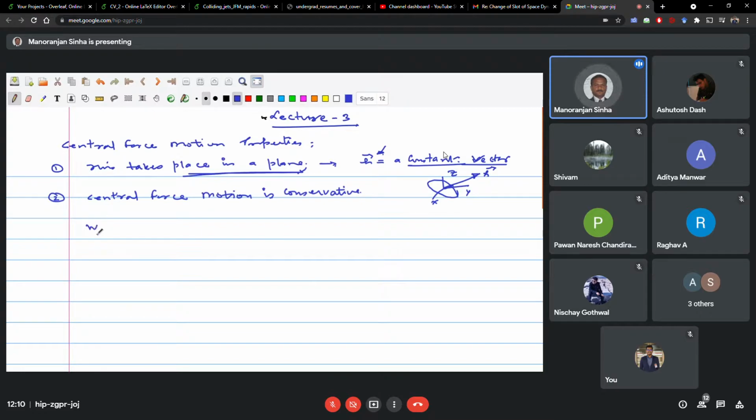So for this, we wrote the work done in taking a particle from point A to point B in the central force field. So this is RA and this is RB, following any path. This was written as F dot dr, and this can be reduced to F dr, as we have looked at last time.